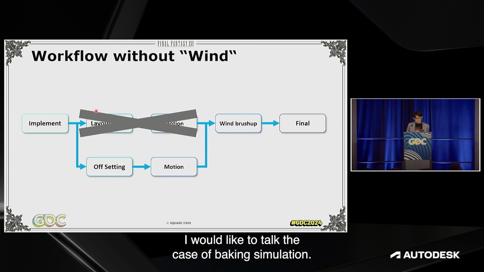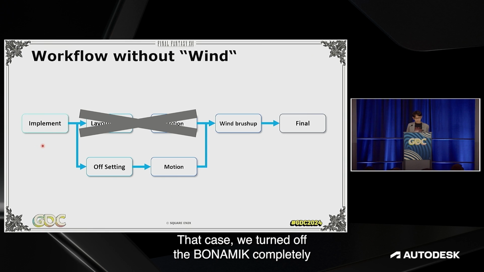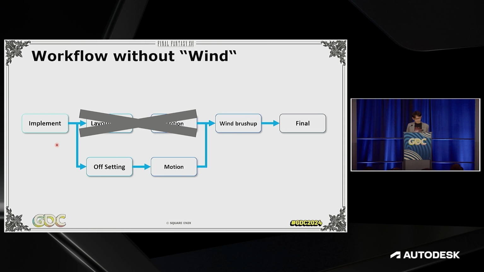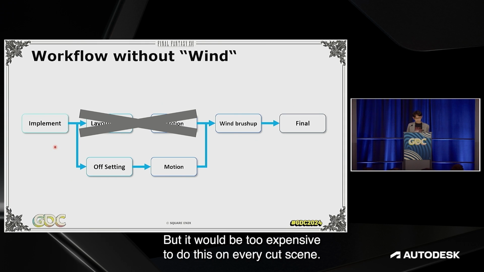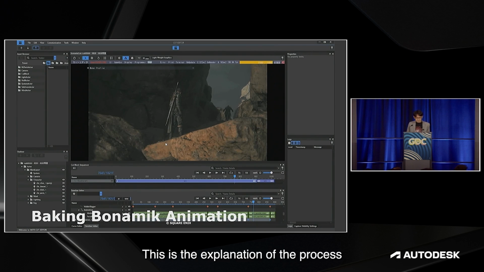I would like to talk about the case of baking simulations. For most parts, it worked well with bonamic and vertex animation parameter settings. However, some parts didn't work. In that case, we turned off bonamic completely and switched to handmade animation to express the wind. But it would be too expensive to do this on every cut scene. So we focused on only special shots.